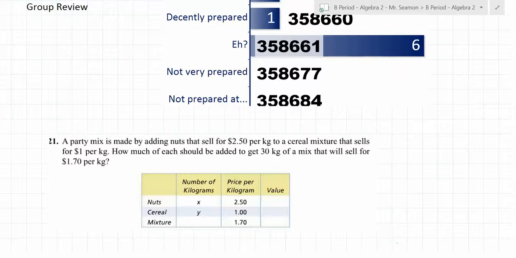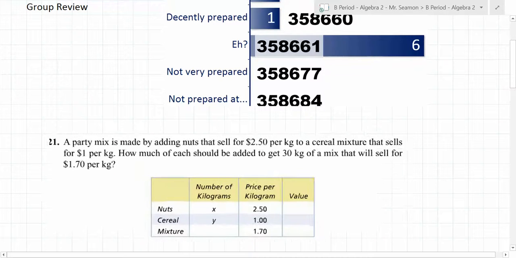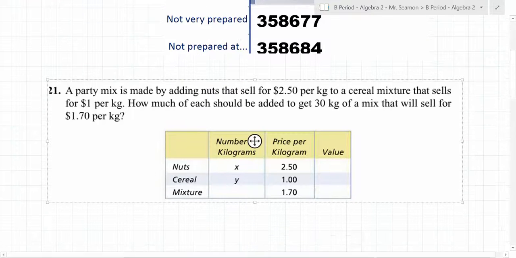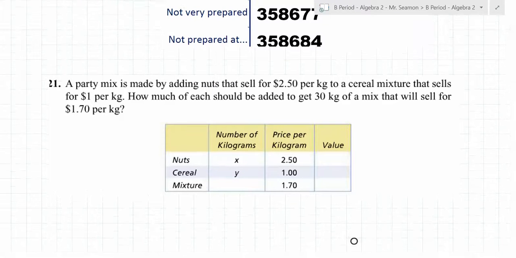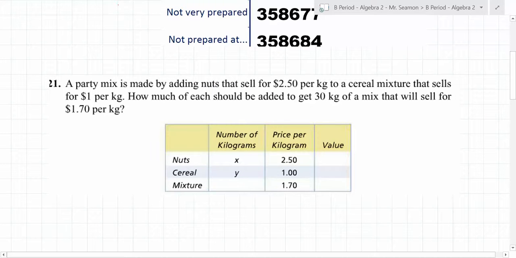Together. Nice. Okay. So what's the value? If you know what the price is per kilogram and how many kilograms, what do you do with those two numbers to get the value? You multiply them. So what's the value of X kilograms of nuts?